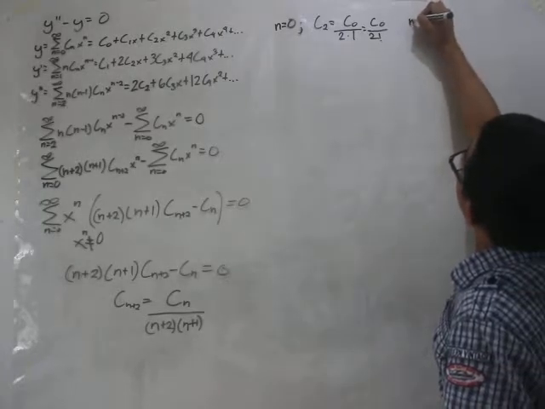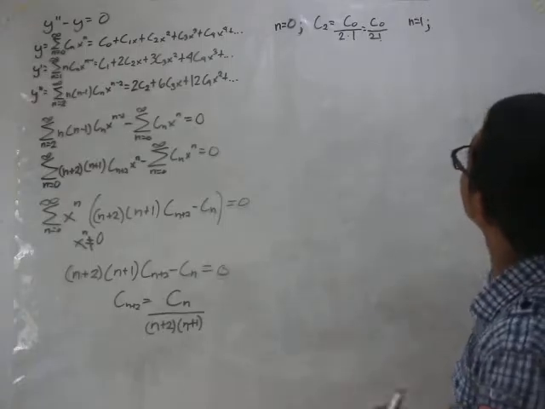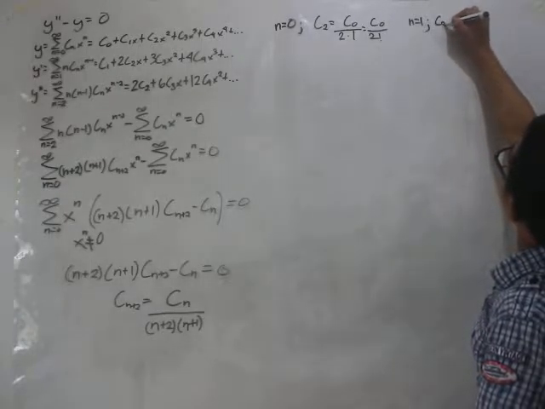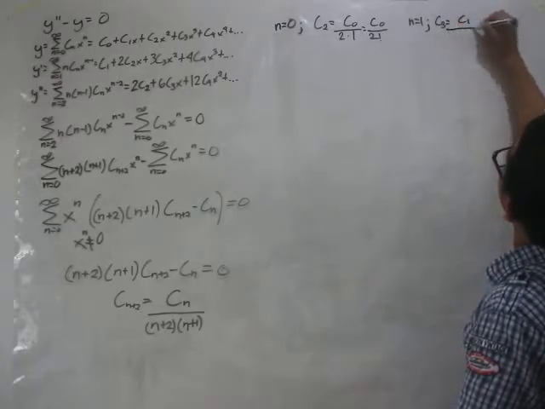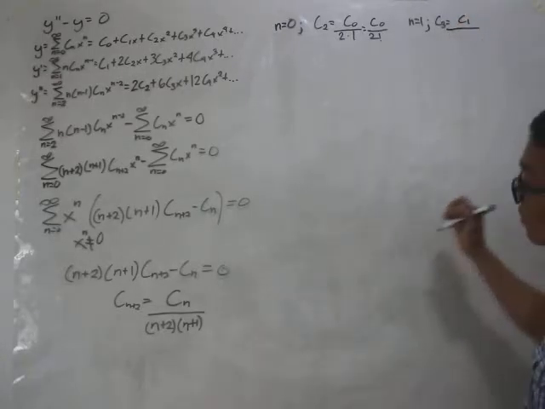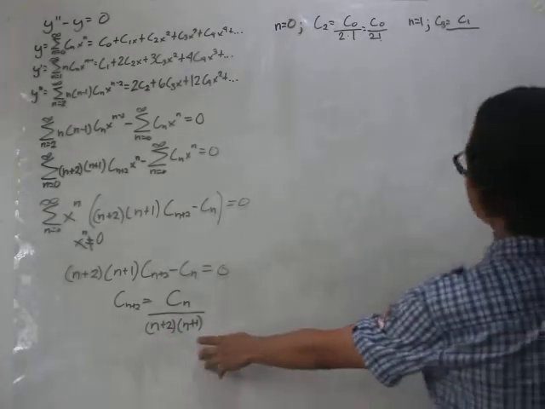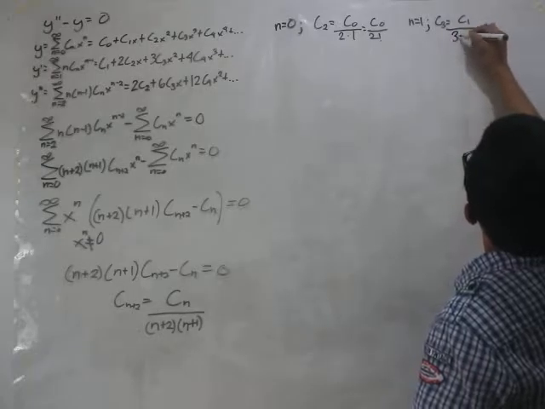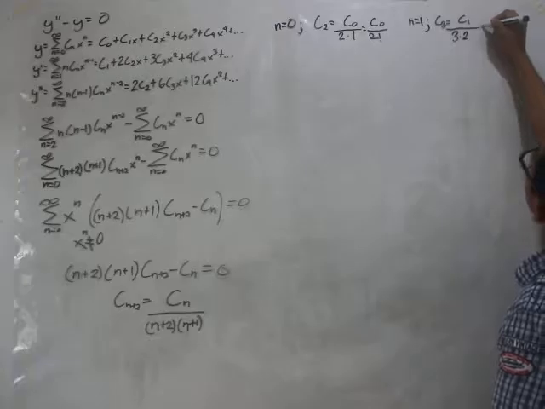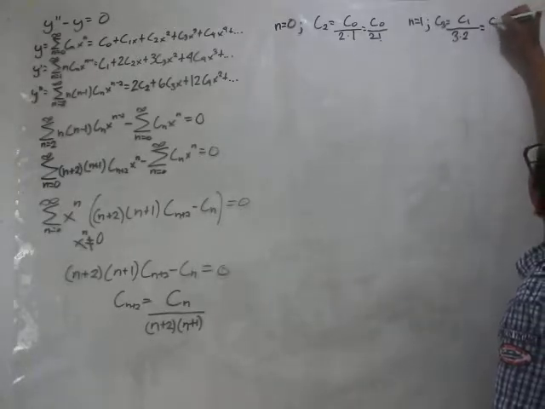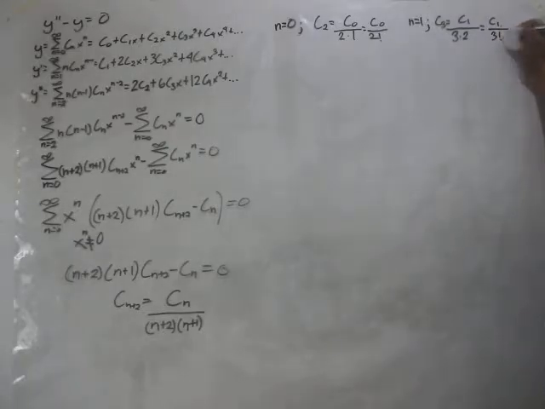So if n is equal to 1, c sub n plus 2 is c3, equals c1 all over 1 plus 2 is 3 times 2. So 3 times 2 equals c1, or you can say 3 factorial.